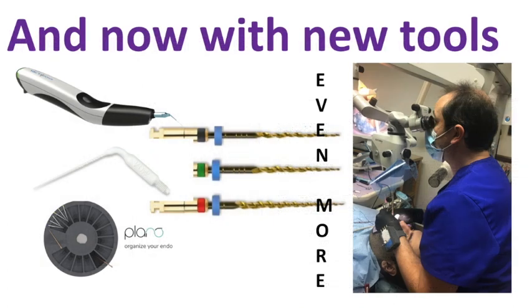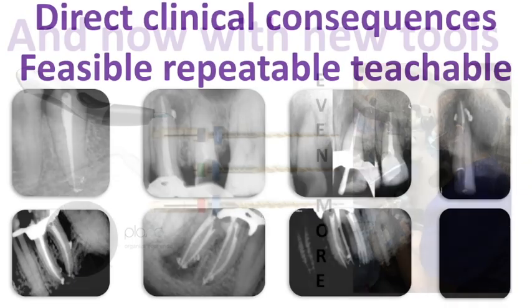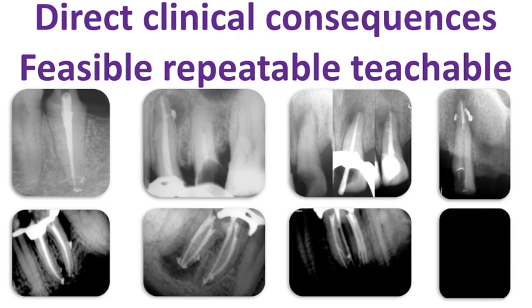Today, we have the theory, we have the concepts, and we also have the tools. Tools meaning magnification, so we can see maybe 50% or 60% more of the anatomy of the teeth with the microscope or loupes. This gives us direct clinical consequences, which are a feasible, repeatable, and teachable way to treat the teeth, to have the possibility to clean all the lateral canals, and to have a good prognosis for our treatment.